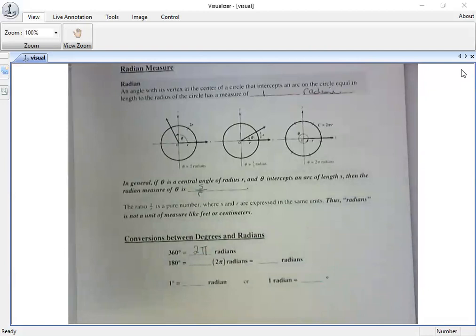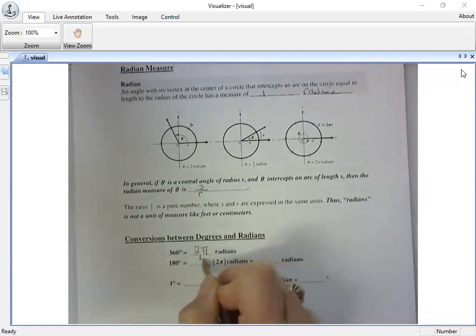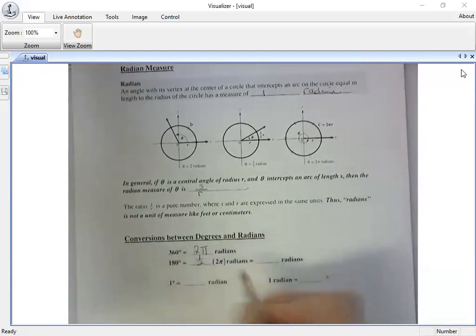Now, if I don't have 360 degrees, but I only have 180 degrees, then what would that mean? 180 is how much of 360? Yeah, because it's only half of this. So half of 2 pi is just pi radians, isn't it? Does that make sense? Okay.